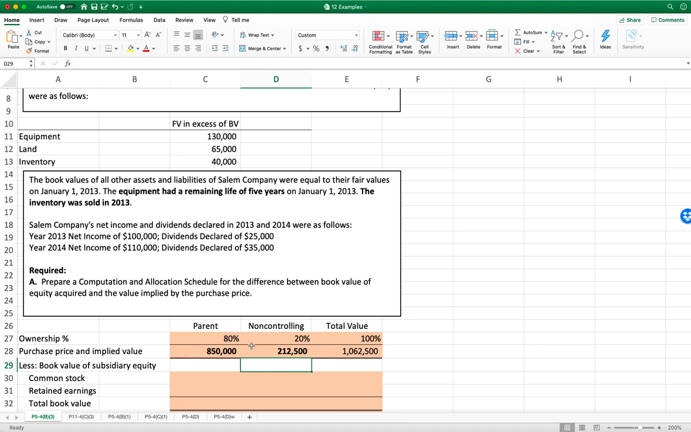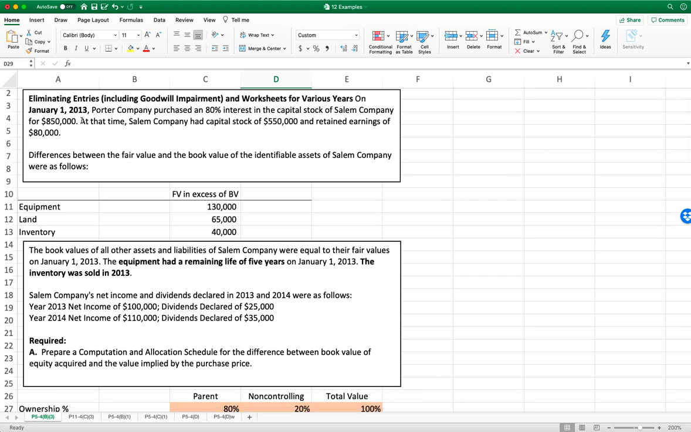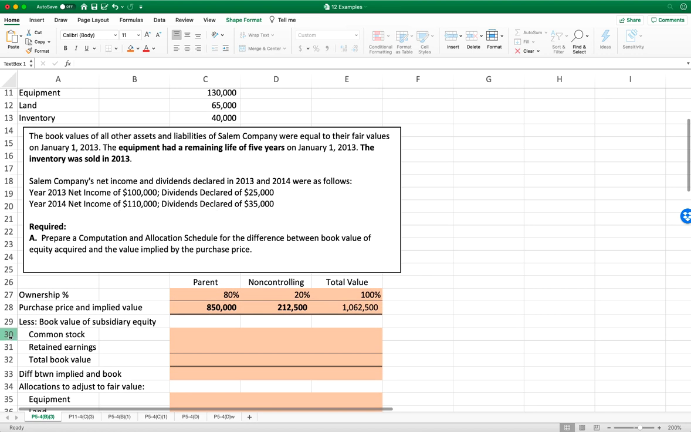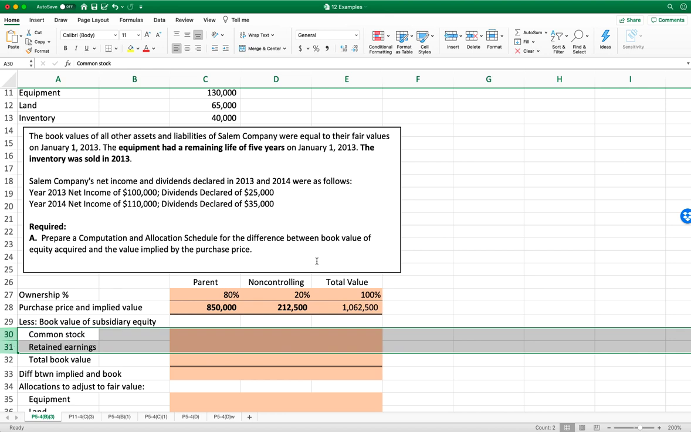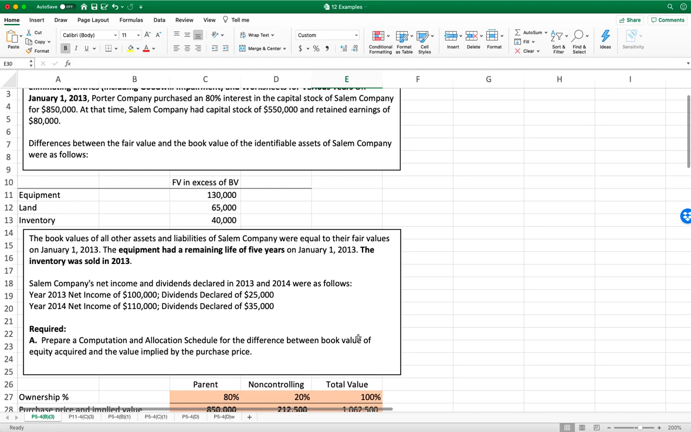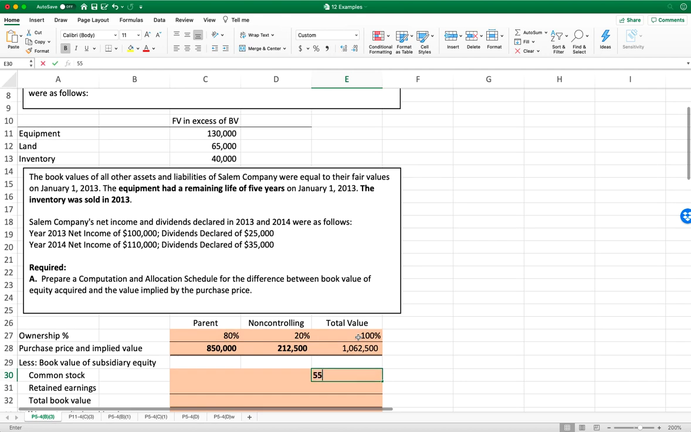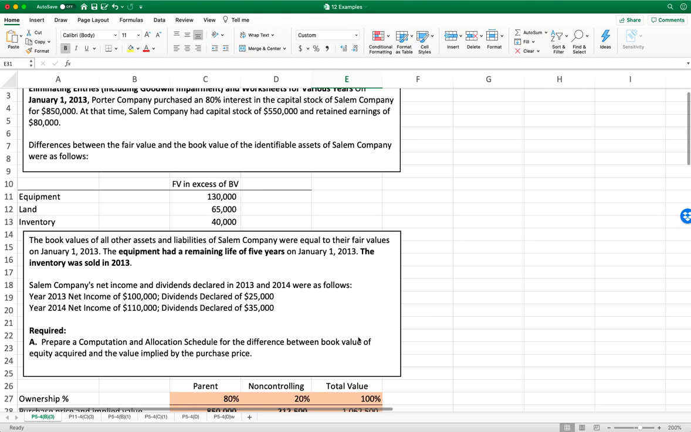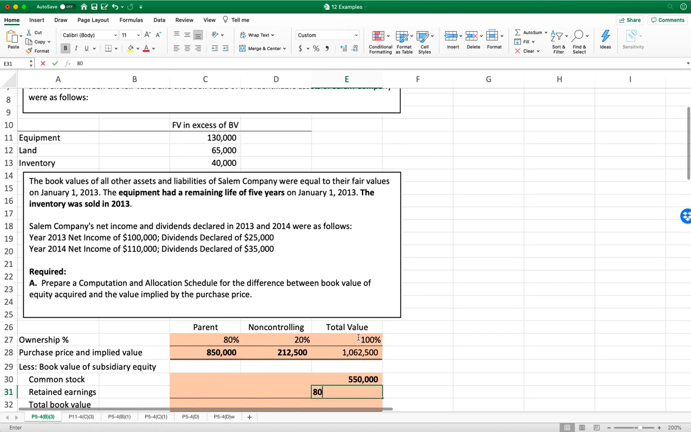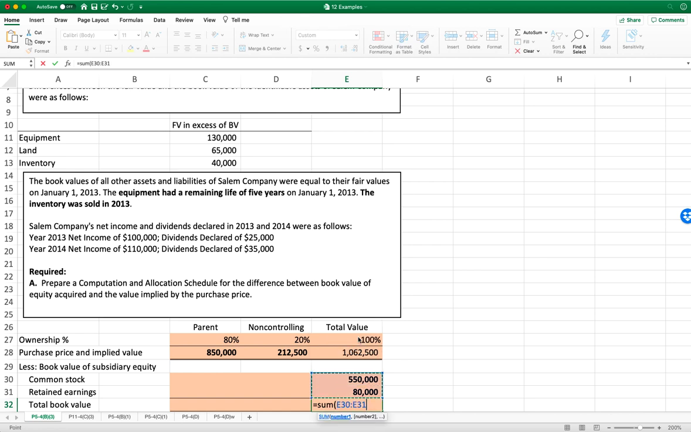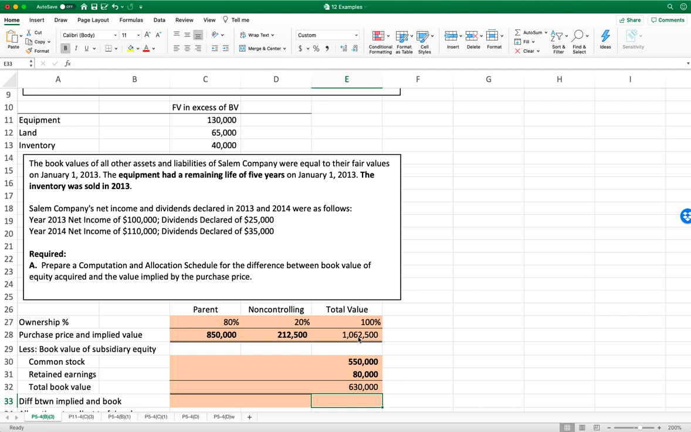All right, then we need to figure out the book value of our subsidiary. They gave us that information up here. Remember, that's as of the date of acquisition. And so they told us that they had capital stock or common stock of $550,000 and retained earnings of $80,000. So we only have two equity accounts, so we're only going to have two equity accounts in our computation and allocation of differences schedule. First one is stock, which was $550,000. Second one is retained earnings, which was $80,000. Add those together, and we get a total book value of this entity of $630,000.